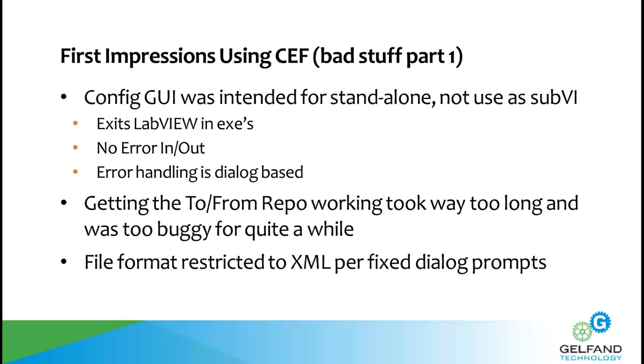Getting the to and from repo working took way too long, in my opinion, to the extent that there is an under-the-hood data structure that is keeping track of it. It's creating an array of nodes. It knows that node 1 is my parent, and nodes 2, 3, and 4 are children of each other.